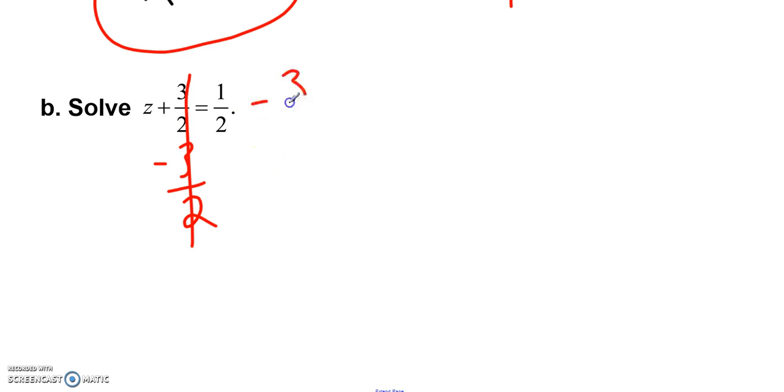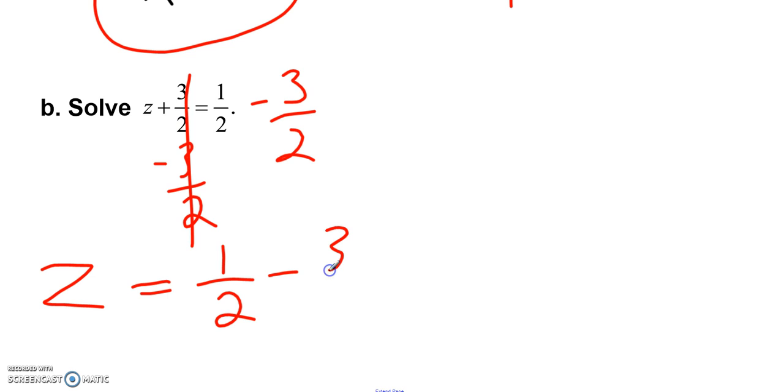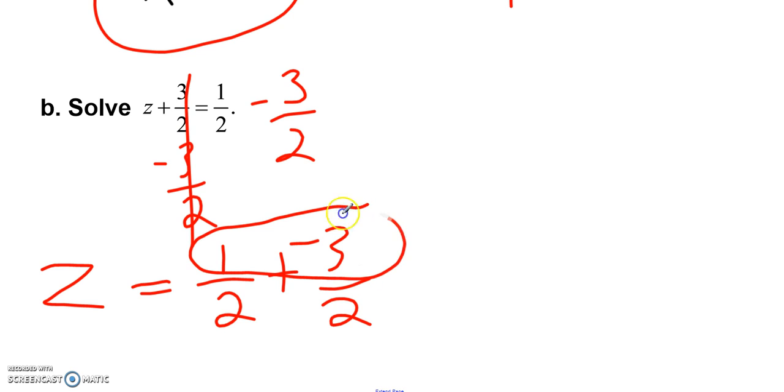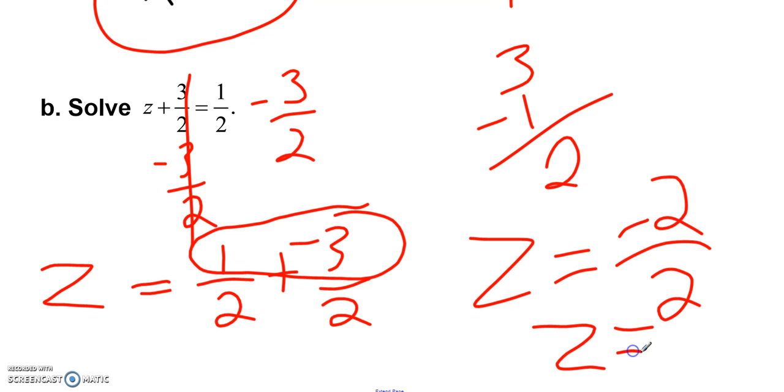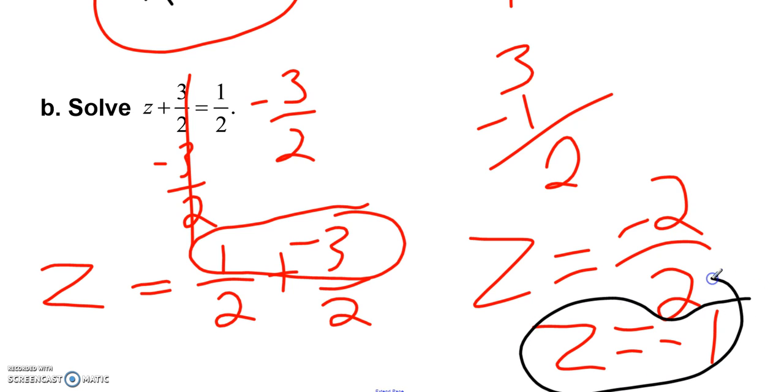So subtract 3/2. Now I have z equals 1/2 minus 3/2. Their denominators are the same, so I don't have to do anything to them. So z equals, what's 3 minus 1? That gives me 2. Take the sign of the larger, so it's going to be negative 2 over 2, which simplifies to negative 1. Okay. So this is our answer. Okay, moving on.